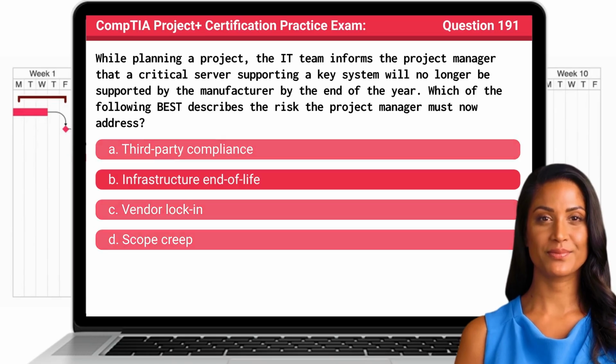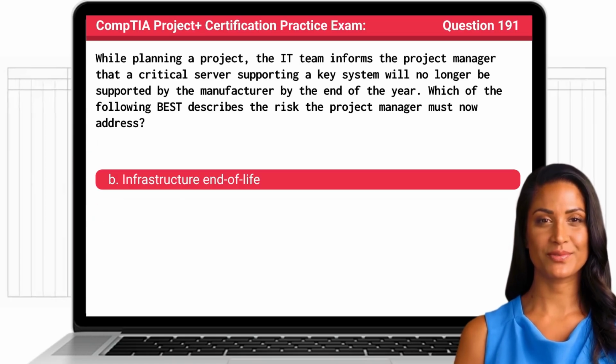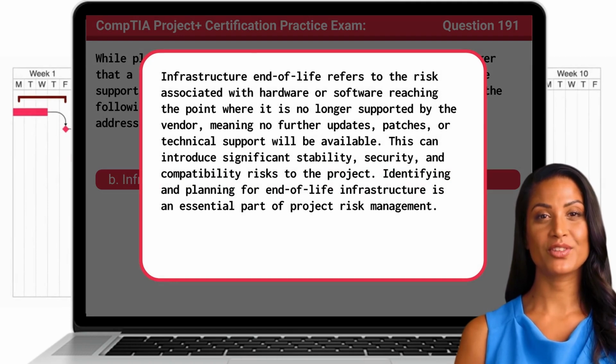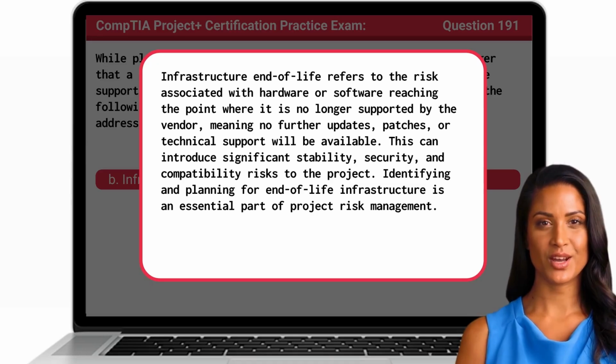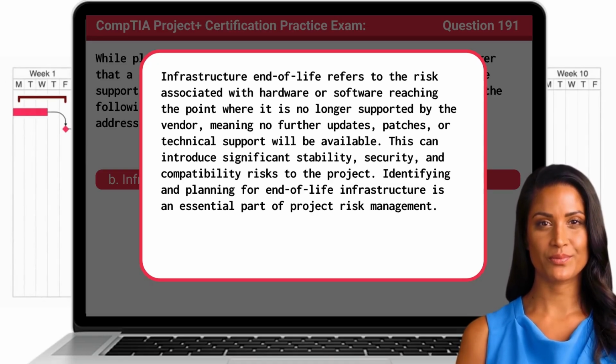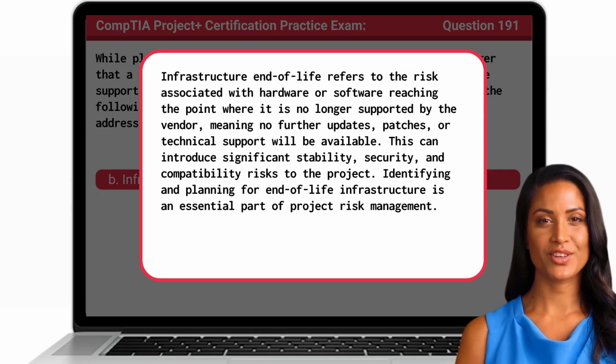The answer is B. Infrastructure end of life. Infrastructure end of life refers to the risk associated with hardware or software reaching the point where it is no longer supported by the vendor, meaning no further updates, patches, or technical support will be available. This can introduce significant stability, security, and compatibility risks to the project. Identifying and planning for end-of-life infrastructure is an essential part of project risk management.